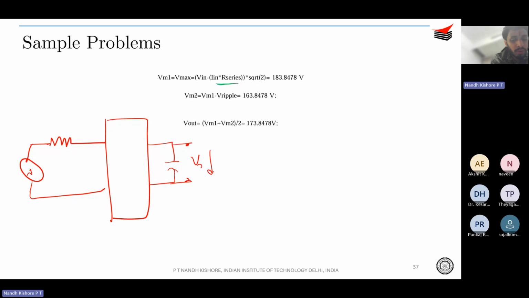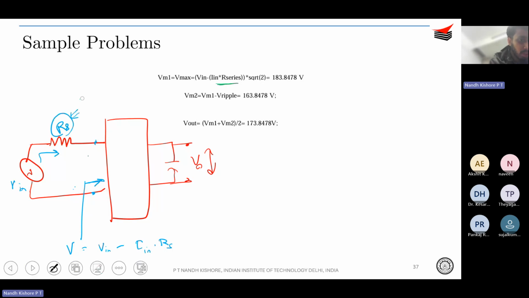Obviously the value of V naught will vary based on what voltage you see over here. The voltage you see over here is actually V in minus I in into R series. This is the voltage that is actually going to go across this terminal. So V naught will be based on the input voltage to the DBR, not the input voltage from your grid side. So do not forget this R series.